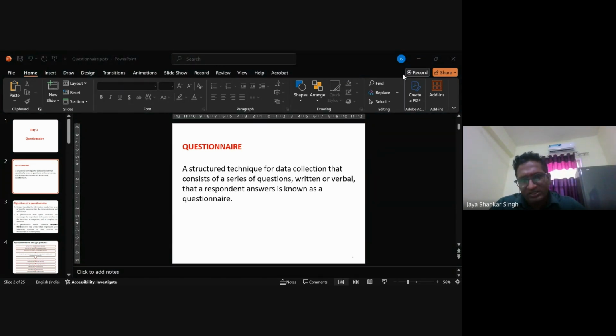Questionnaire is, again, a structured technique of data collection that consists of a series of questions, written or verbal, that a respondent answers. Clear? In a questionnaire, we can have open-ended questions and closed-ended questions. It's a series of questions, and it's very important how you build the questionnaire. So in this discussion, we will understand the complete process, the good habits and the bad habits of creating a questionnaire.